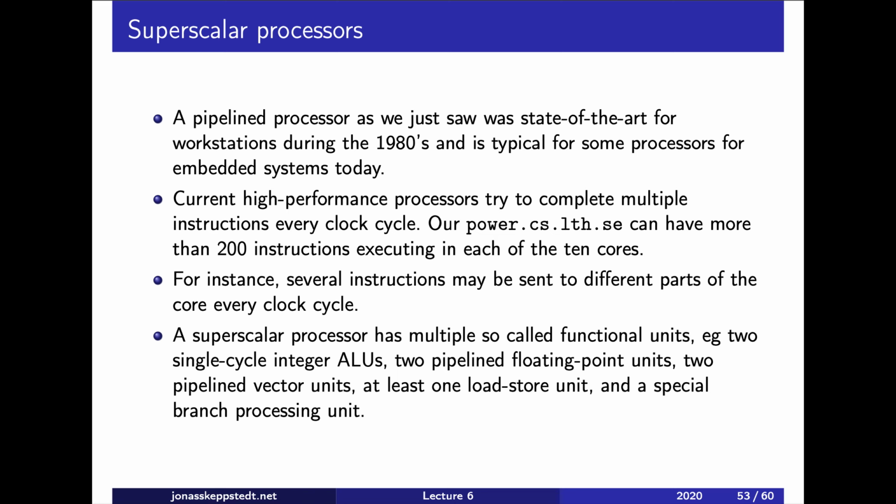What can we do to improve the performance of a processor beyond pipelining? Next week we will start with cache memories, which are essential. But another way to increase the performance is to not start one instruction every clock cycle, but to start several instructions every clock cycle. Okay?